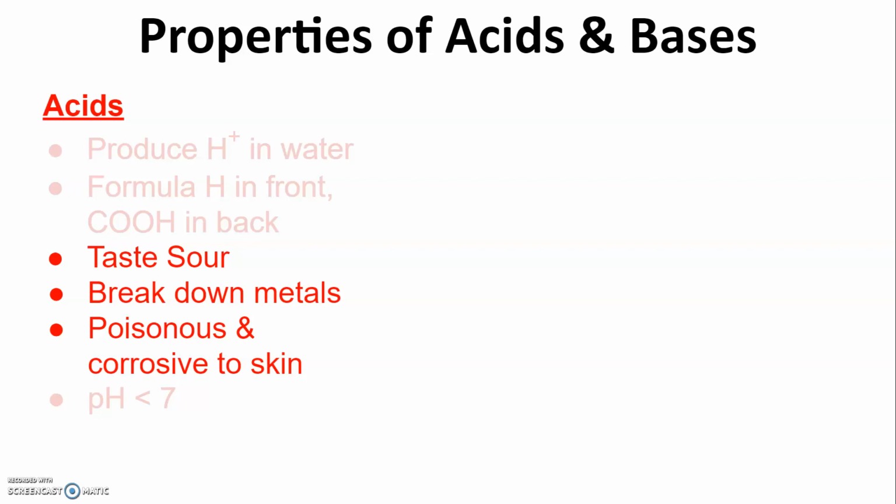We also know from the lab that when we've put metal with acids, the acids will often break the metals down. So acids break metal down. And in terms of how they interact with our skin, we know that they can be poisonous and they can be corrosive to the skin, leading to acid burns, for example. So these are some properties of acids. And knowing these properties will help you link your new knowledge about acids to these things that you've seen here. Let's think about properties of bases now.